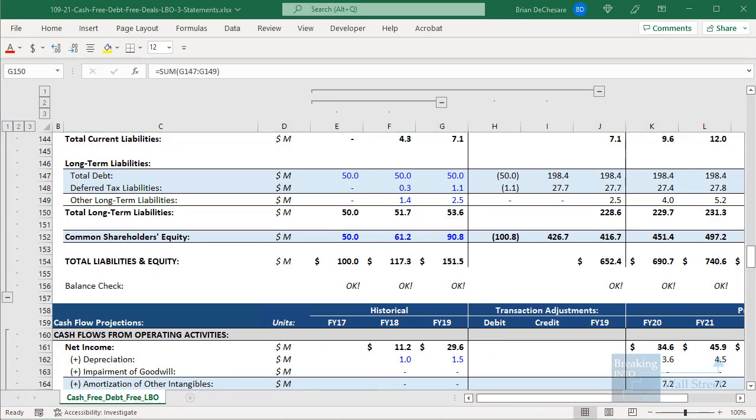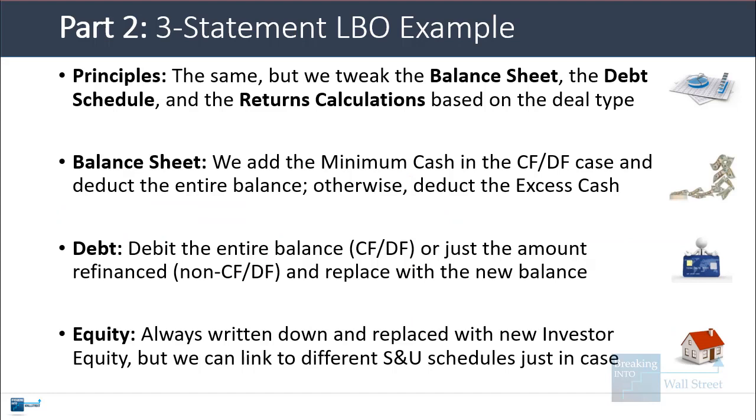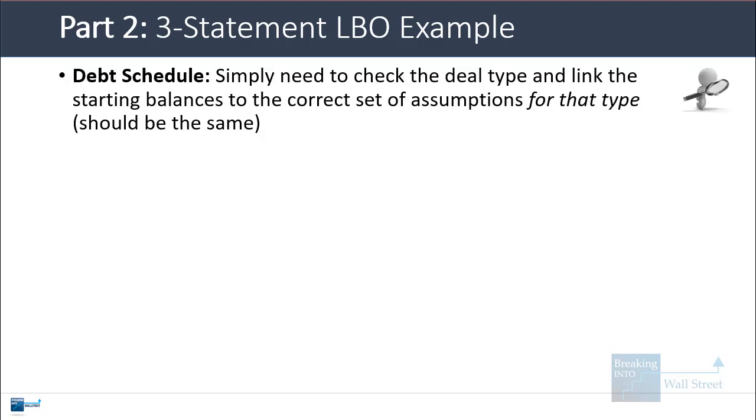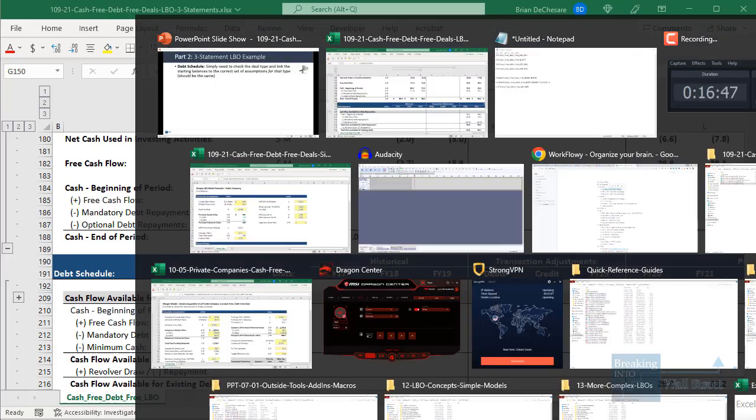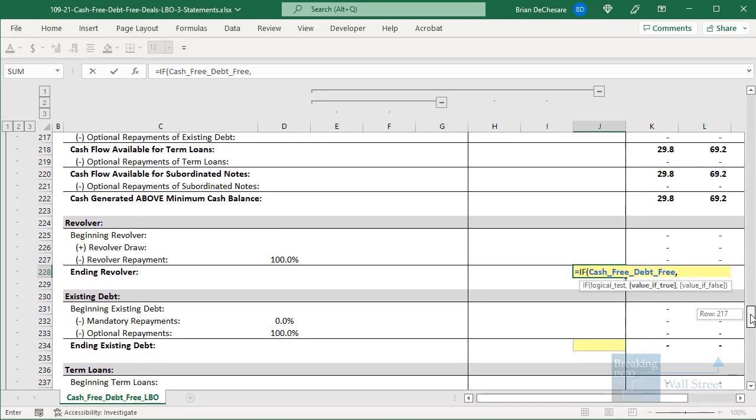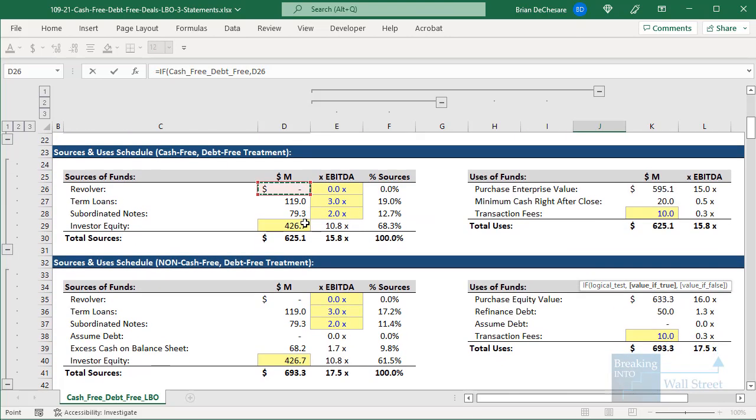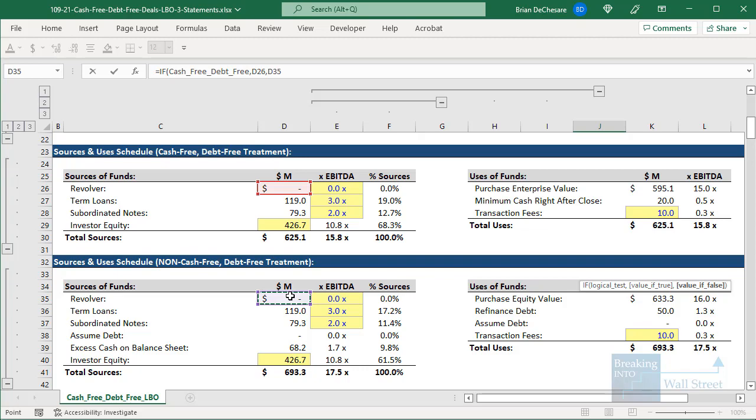So far, there aren't really any substantial differences, and that's the main point that we're trying to convey here. The equity is always written down and replaced with new investor equity, but just in case something is actually different, we link to the different sources and uses schedules to handle that. Now, for the debt schedule, we need to check the deal type and link in the starting balances to the correct set of assumptions for that type. Again, all these should really be the same. We're just being a bit paranoid here by linking them to different places, but they really shouldn't be any different at all. So for this case, let's go up to the different debt assumptions and link to either the revolver in this schedule or the one in this schedule.